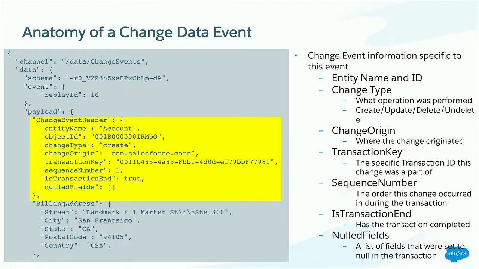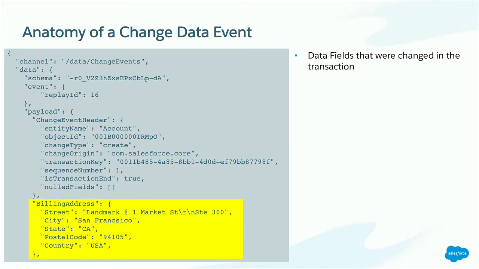And we have a list of nulled fields, so fields that changed. This is actually changing slightly as we're developing the product. So this API is not set in stone yet, so keep that in mind. The documentation will have the latest as we change it. And finally, you have a list of all of the fields that changed. In this case, I updated the billing address, so we see a complex entity nested of the billing address with the street, city, state, postal code, and country.